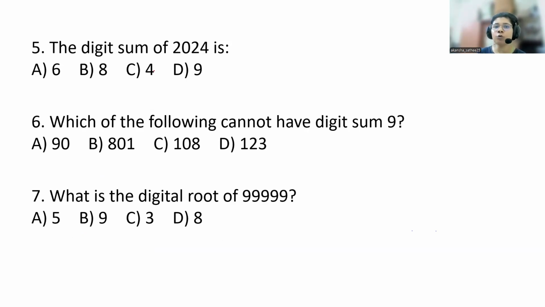Next, digit sum of 2024. Add them up, you will get the answer. Which of the following cannot have digit sum 9? We have solved a similar question. What is the digit root? Okay, digit sum and digit root are the same thing. Don't get confused, okay? Means you have to add these nines. 5 nines means 45. So it will be 9 only. You know that it is divisible by 9. So sum will be 9.